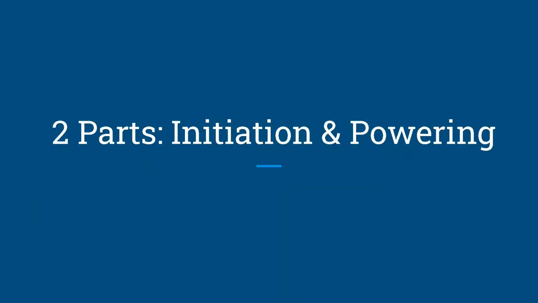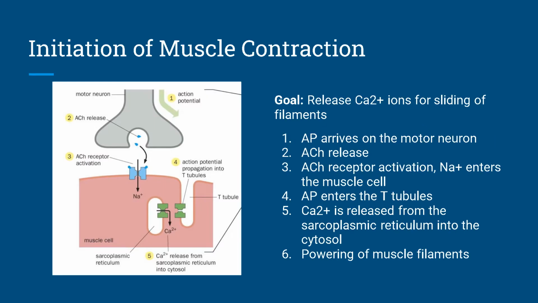Next, we'll talk about the two steps involved in muscle contraction. The first step is initiation, and then is the powering of the muscle contraction. To begin the muscle contraction, calcium ions must be released to allow the filaments to slide.